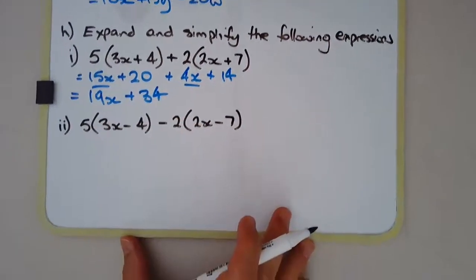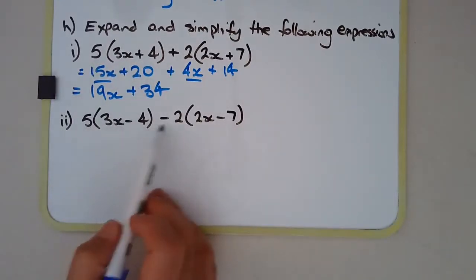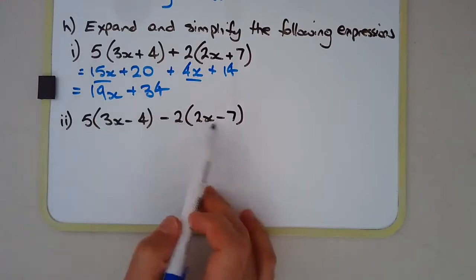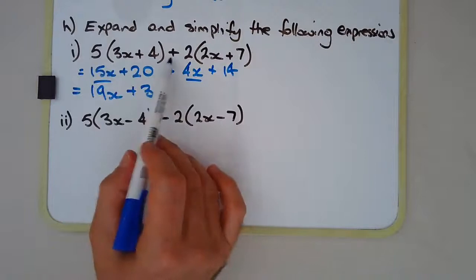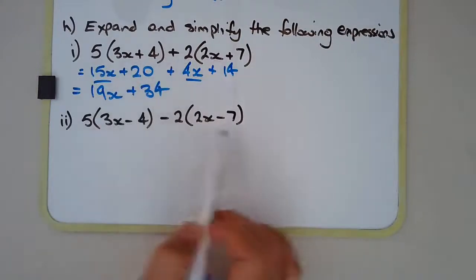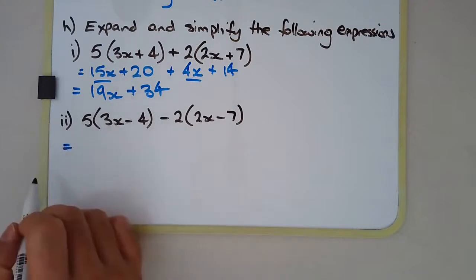Okay, last one. 5 outside of 3x minus 4 minus 2 outside of 2x minus 7. Notice it's the same terms. All I've done is turn the positive signs into negative signs, or minus signs. But it's the same process, exactly the same thing.